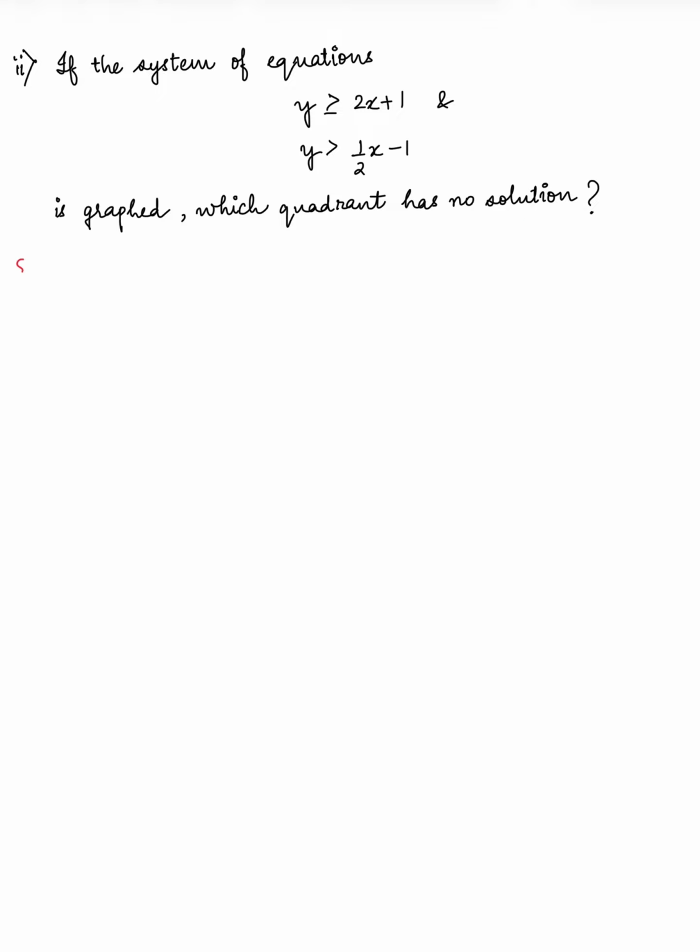I'll solve it very manually, step by step, but you can definitely use Desmos, which will give you a faster solution. So y ≥ 2x + 1 and y > (1/2)x - 1. For the first part, y will be equal to 2x + 1, because we have to first graph the solution. So x and y, we need to find at least 2 points to draw the line.